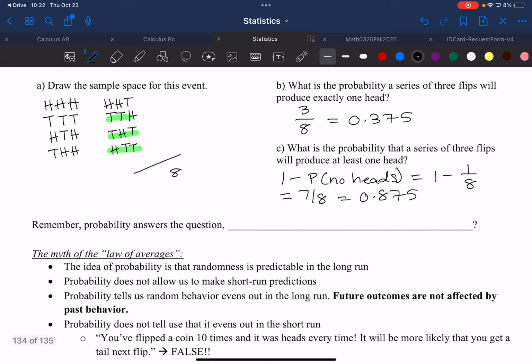Okay, it says, remember, probability answers the question, what would happen if I did this many times?